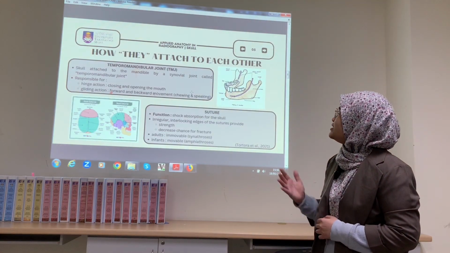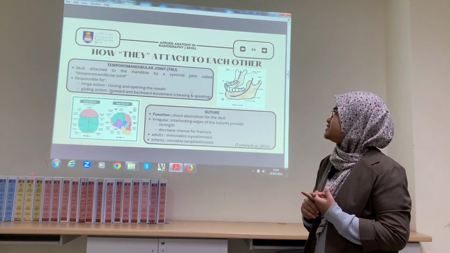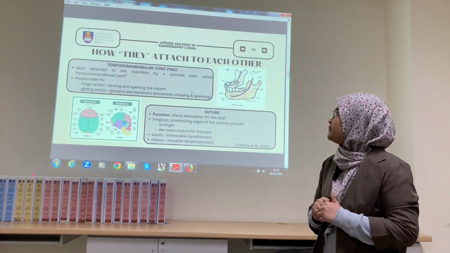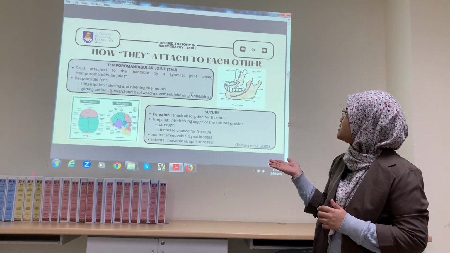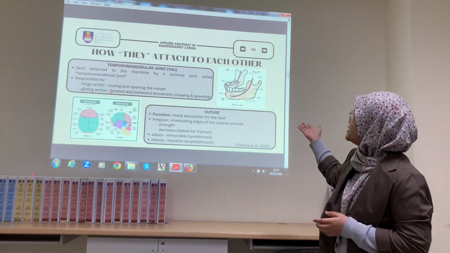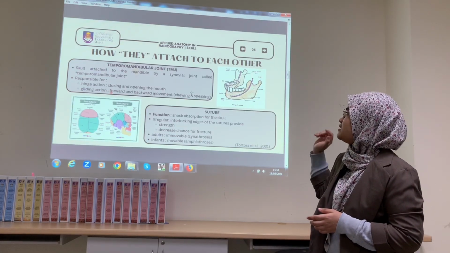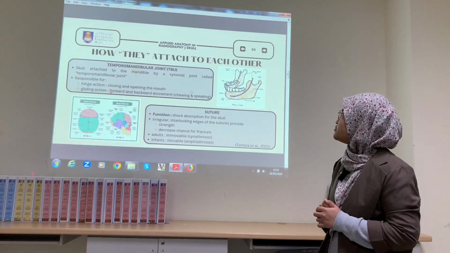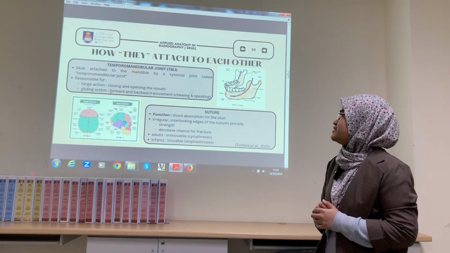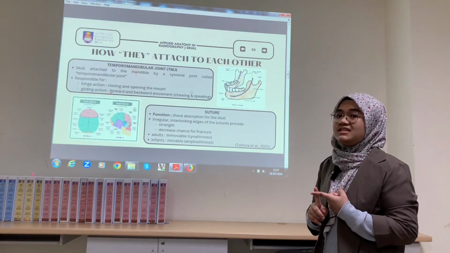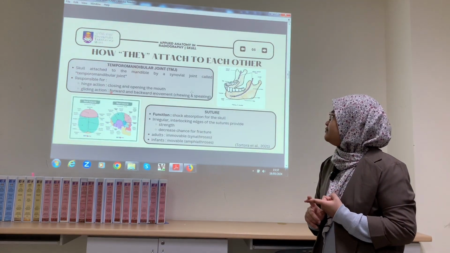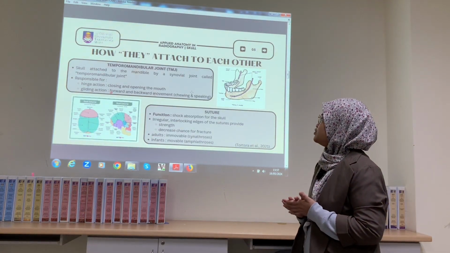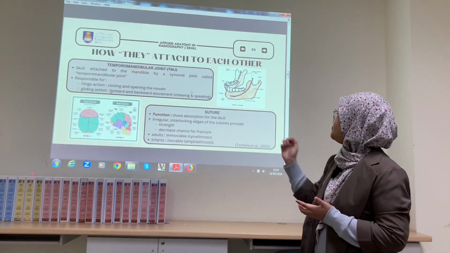Next is how they attach to each other. We have three components, which are the temporomandibular joint (TMJ), suture and the fontanelle. I will explain about the temporomandibular joint and suture. We have the picture of the temporomandibular joint. The skull is attached to the mandible by a synovial joint called the temporomandibular joint. It is responsible for hinge action, closing and opening the mouth, and gliding action, forward and backward movement for chewing and speaking.